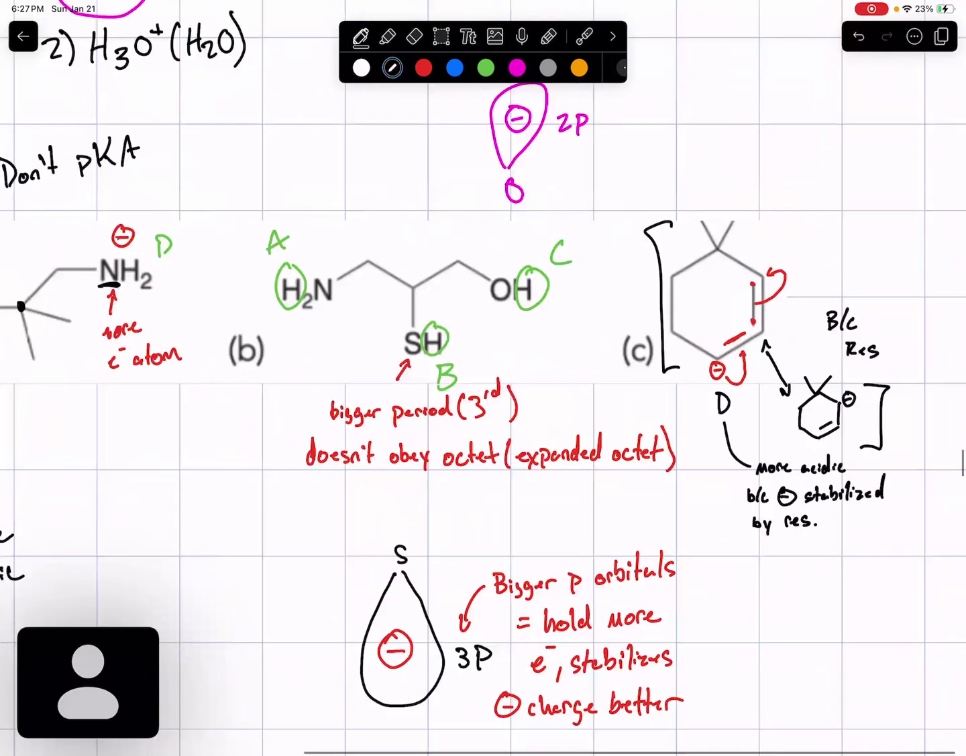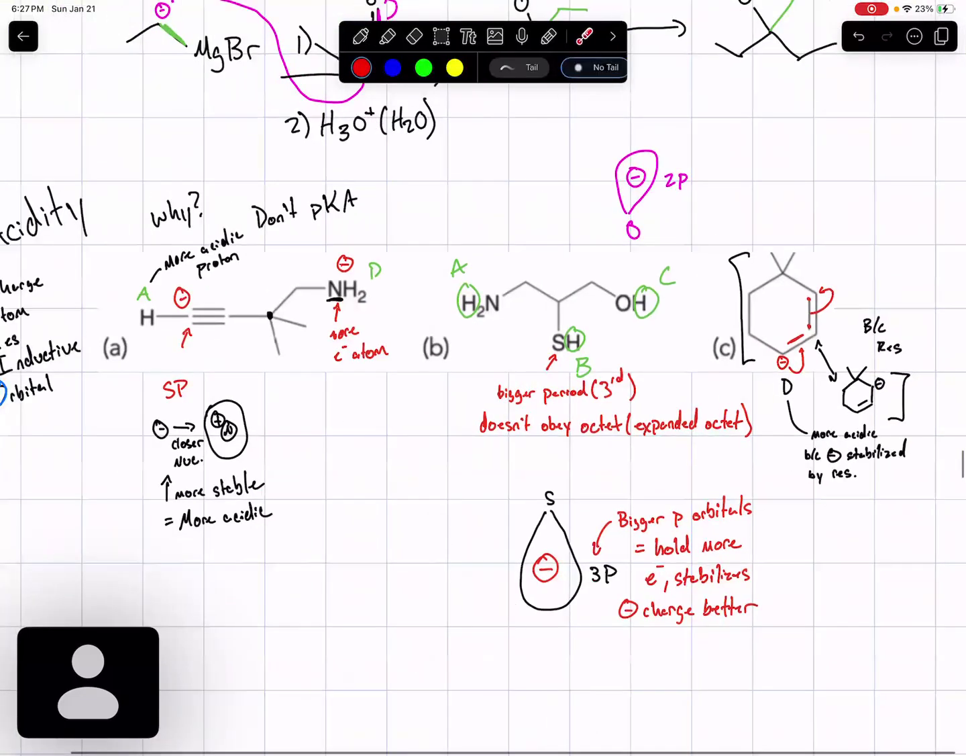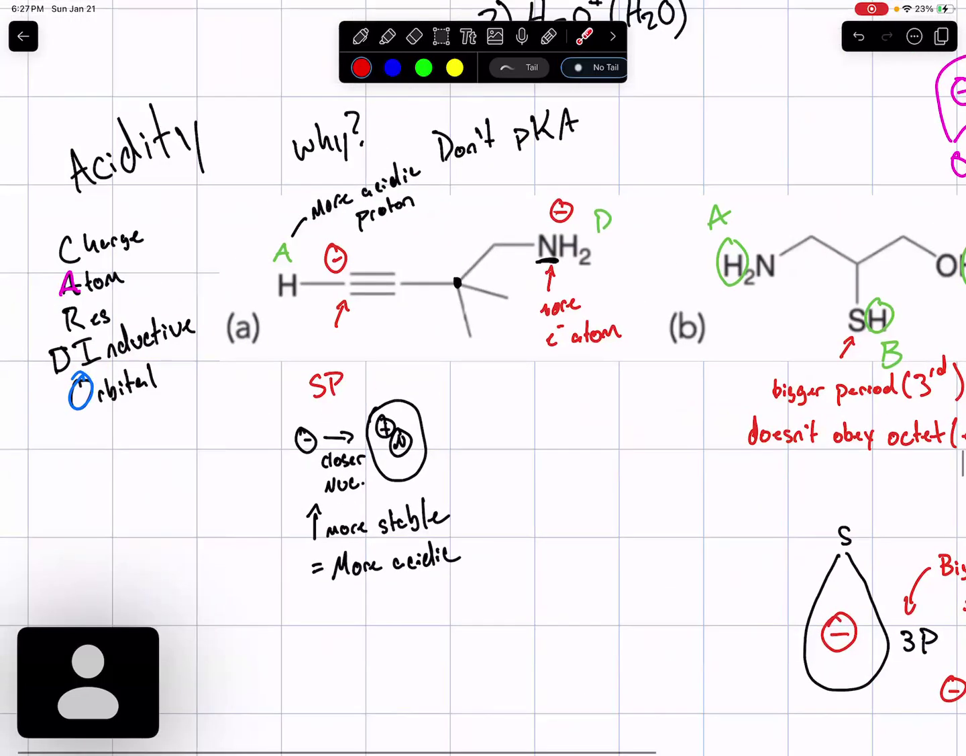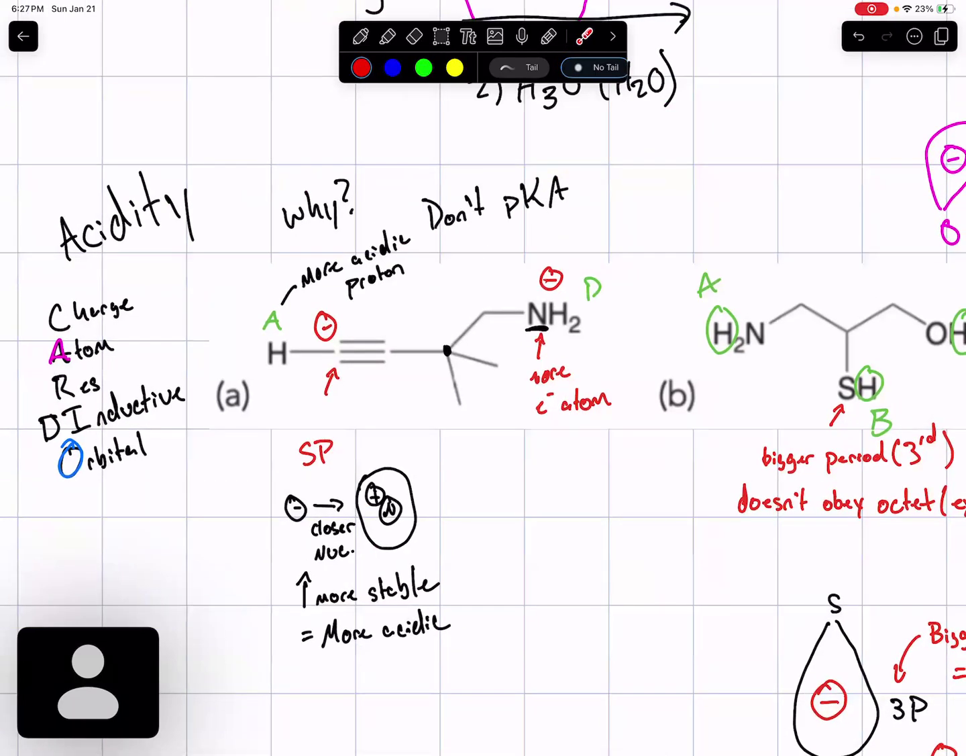Does anybody have any questions? So with these kinds of questions, if you're not given a pKa table, refer back to your ARIO rules, or like we like to put it, your CARDIO rules. And these CARDIO rules aren't set in stone as to which one comes first, like if charge comes before atom, before resonance. You have to look at the intricacies or the nuances of acidity. Acidity basically says that if we deprotonate one of these molecules, if we take away one of those hydrogens, where are we forming the most stabilized negative charge?